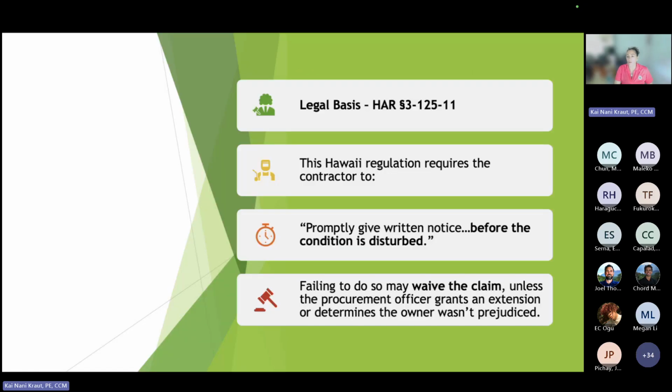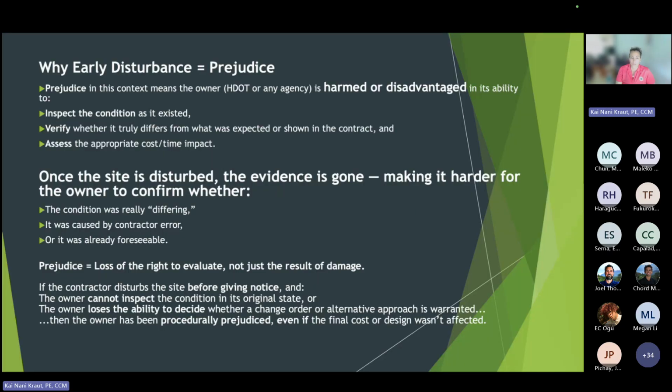Okay, so the HAR, again, this is the Hawaii regulation. They must promptly give notice before the condition is disturbed. And again, we'll go through next time a checklist of the investigation of the site. Failing to do so, again, waive, that means they no longer are able to do that. They're going to waive the claim unless the procurement officer grants an extension or determines the owner wasn't prejudiced. So that prejudice to the owner is kind of a key legal doctrine.